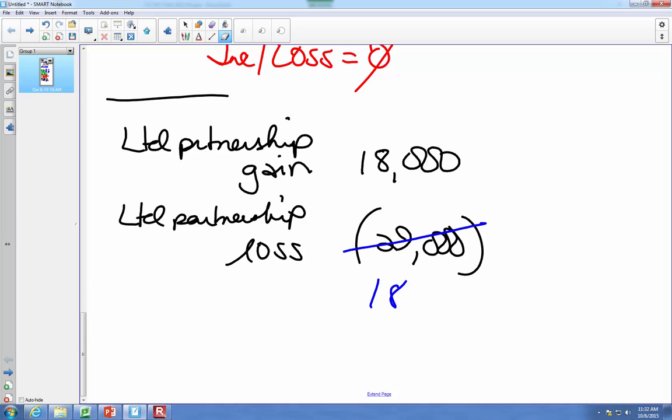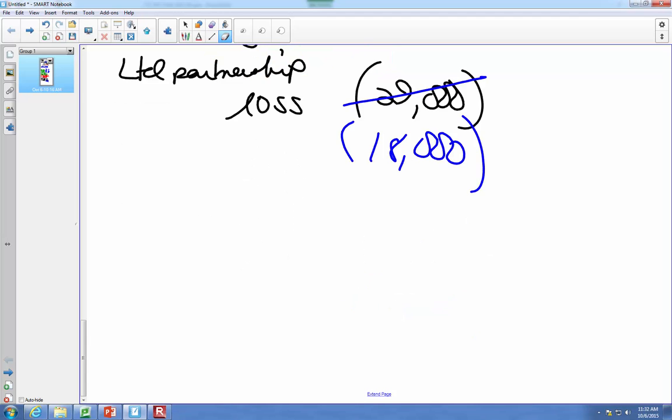I'm limited to gains, right? So I get an $18,000 loss, and I carry forward the other 11. That's pretty straightforward. Next scenario.